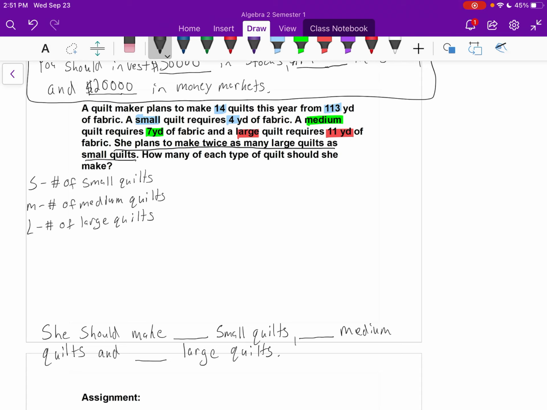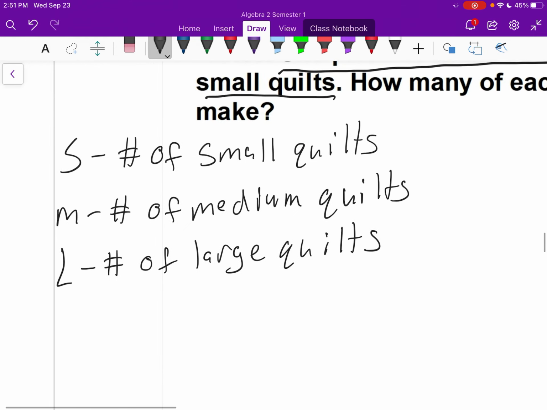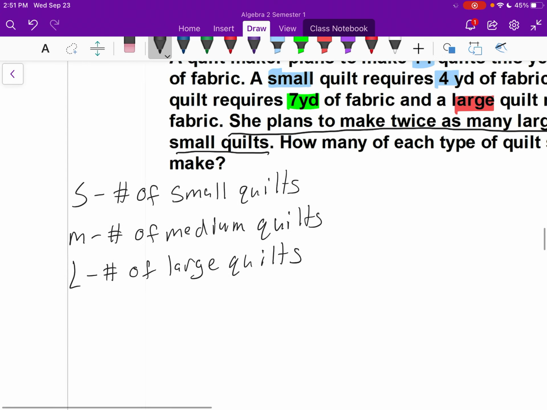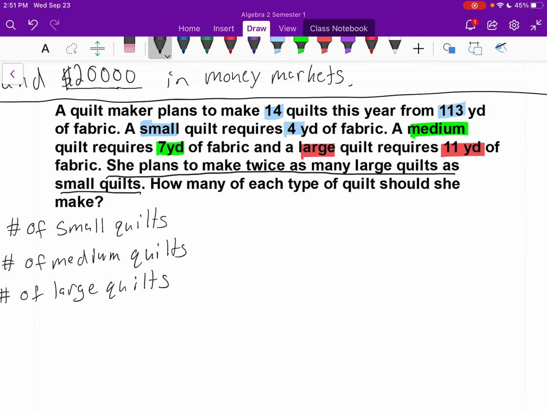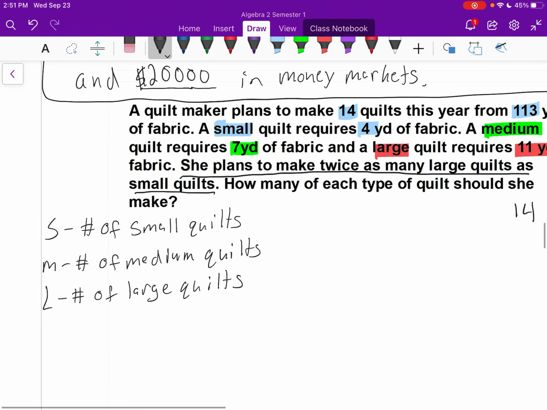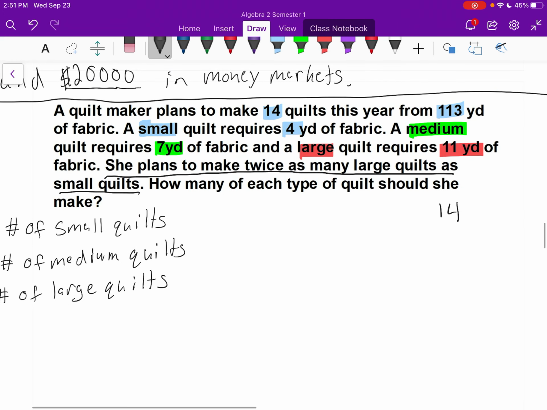So how many of each type? Number of small quilts, number of medium, number of large when we define our variables there. Okay, so looking at her totals then, I'm going to say she wants a total of 14 quilts made. Okay, so that would be a combination of the number of small quilts, medium, and large quilts. So in this case, small plus the medium plus the large will equal that 14.